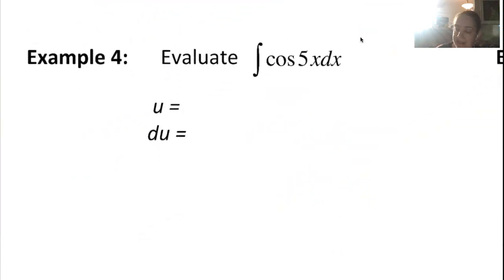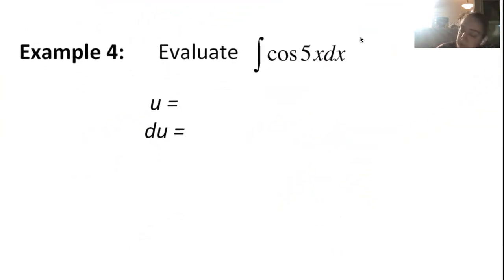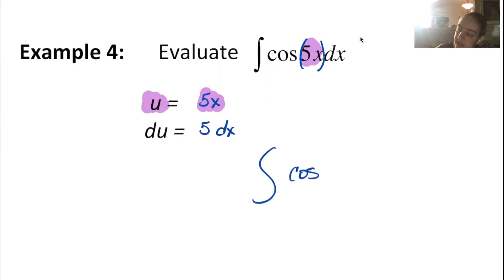Example 4. Now, they can't all stay that easy, right? Your u is what's inside. There weren't parentheses there, but remember that 5x is inside of the cosine. So u is 5x. The derivative of that is 5 dx. We have a bit of an issue in that when I look at the u piece, 5x, well, that matches up. Everything's okay there. This is going to be cosine of u.